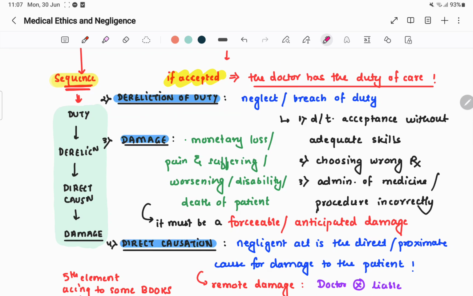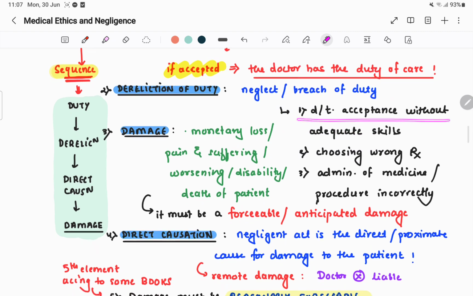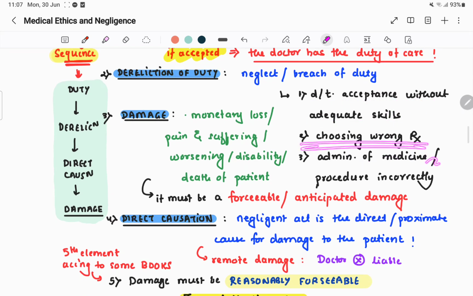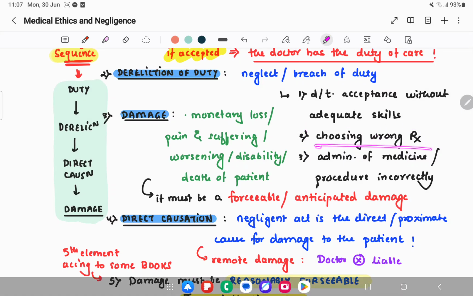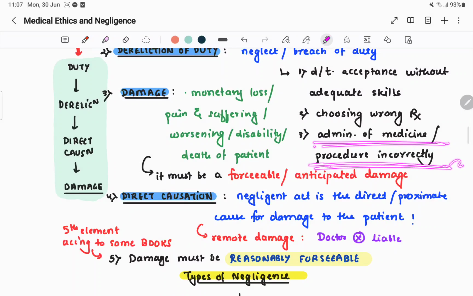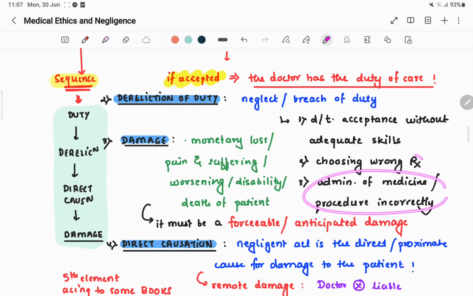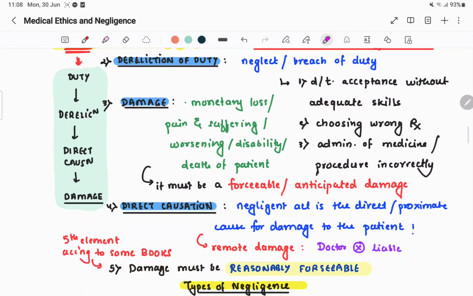Dereliction of duty is neglect or breach of duty. If you are breaching or neglecting the duty, it's called dereliction of duty. For example, acceptance without adequate skills: you are admitting a serious pediatric patient, but you don't have the setup and you don't have skill in critical care. Choosing a wrong treatment which was not in standard treatment guidelines also makes you responsible. So does administering medicine or a procedure incorrectly, wrong medicine, and acceptance without skills. In these cases you will be sued by the patient.